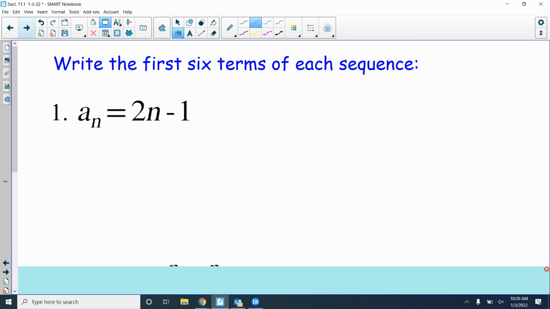So based upon this, here's your general term. It says a sub n equals 2n minus 1. Write the first 6 terms. You can only plug in 1, 2, 3, 4 on up. You can't plug in 0, -1. That's all we've got to do.